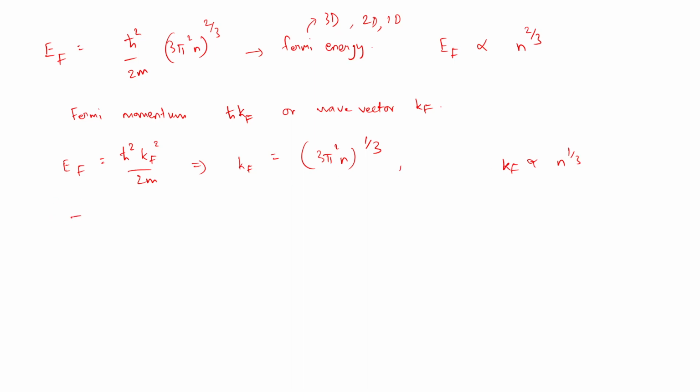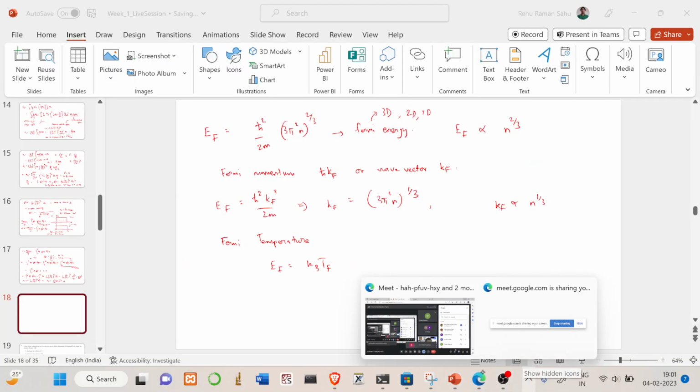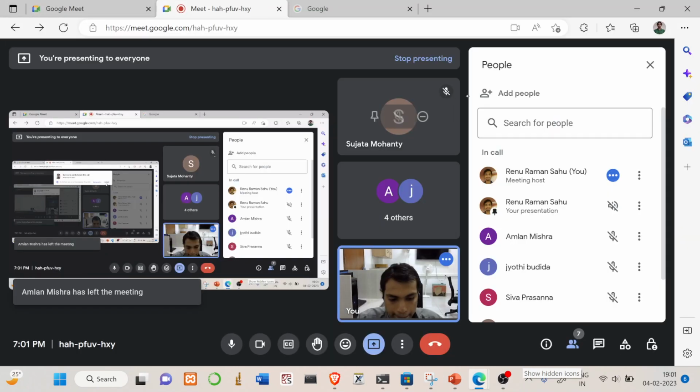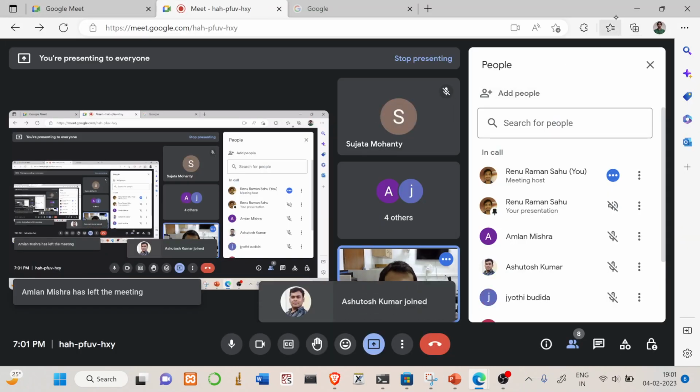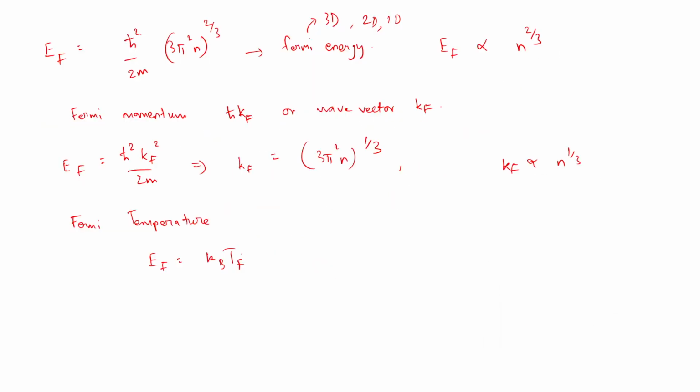So there is another quantity called Fermi temperature. Fermi temperature is defined as EF equal to kB TF. So TF, the Fermi temperature, is EF over kB, where kB is the Boltzmann constant.